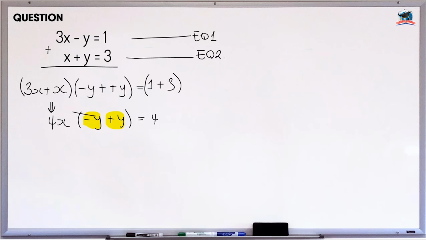So here we just go this way. At this stage we have eliminated the y. We are left with 4x is equal to 4. And then x will be 4 divided by 4, and x is 1. What if instead of adding we subtracted?